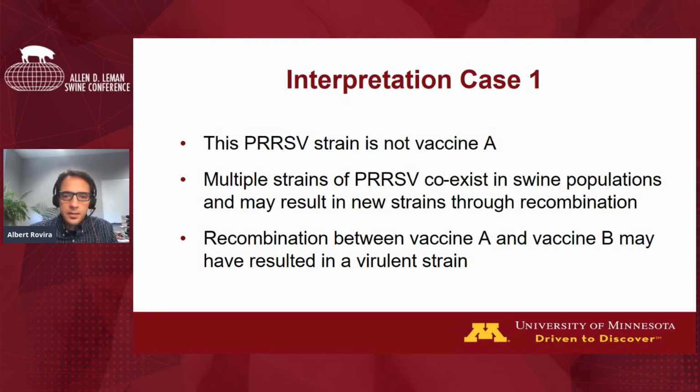And finally, with this case, we see that recombination between vaccine A and vaccine B may have resulted in a virulent strain. And note here that I'm saying it may have resulted. Certainly, the clinical signs, and finding this virus in every single animal that we tested that had aborted, suggested that. There are a few things that I would like to see to be even more confident that this virus is really a virulent strain.